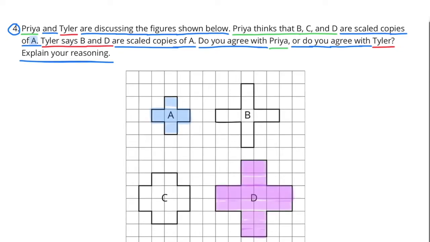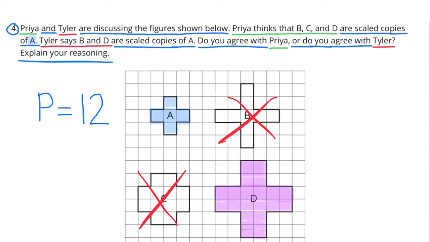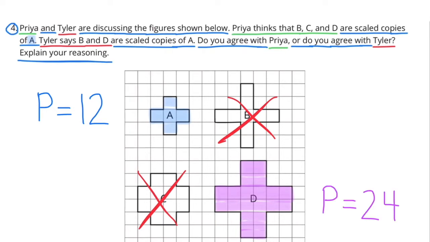Figure D is a scaled drawing of figure A with a scale factor of 2. Figures B and C are not scaled drawings. The perimeter of A is 12 and the perimeter of D is 24.